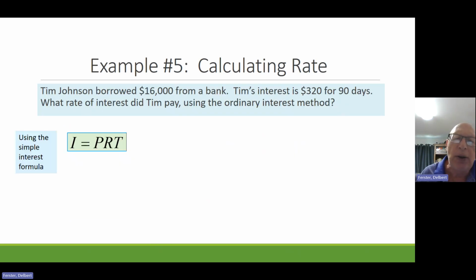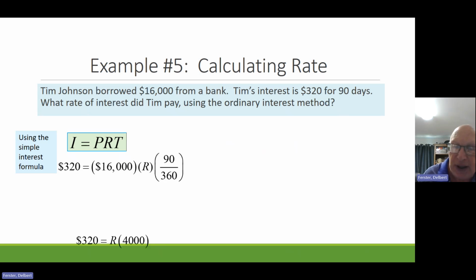There's the straight run. So we've got a principal of $16,000 and an interest charge of $320. It's 90 days, and again, we're using ordinary interest, so that time will be 90 over 360. I'm going to put in what I know. I'm solving for R, so I'm going to grab my calculator, take 16,000 times 90, and then divide by 360. And that's where that $4,000 came from.